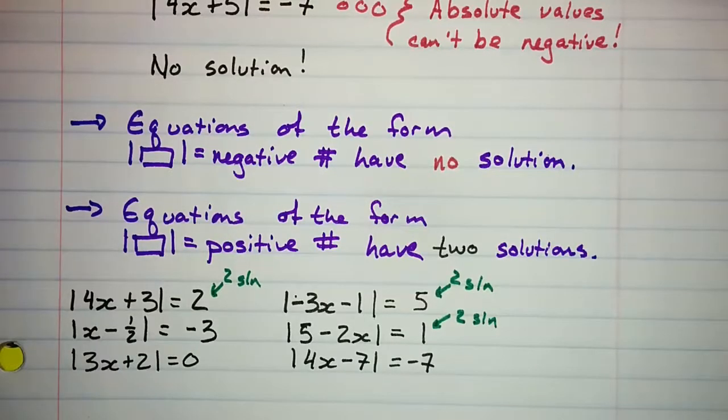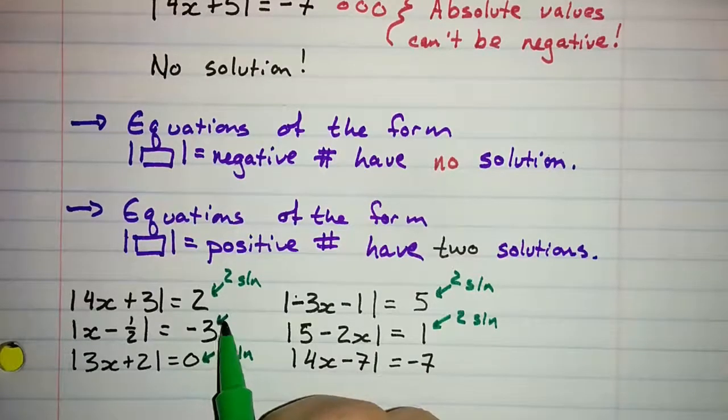Which ones have one solution? Those are the ones of the form an absolute value equals 0. Where do we see that? We only see that here. And which ones have no solution? Those are the ones of the form an absolute value equals a negative number. We see that here and here.